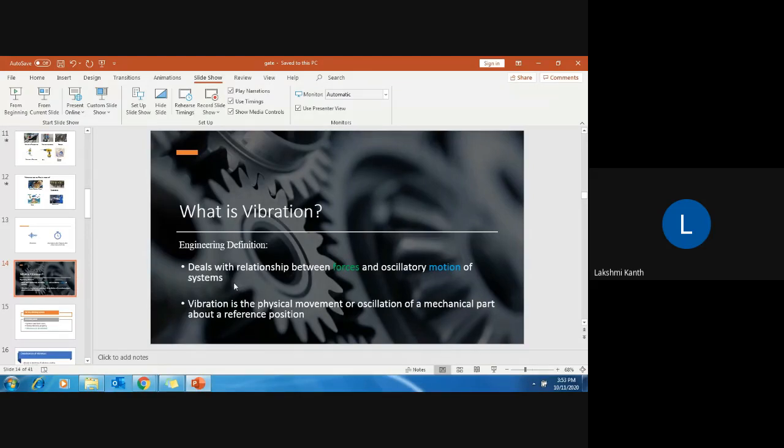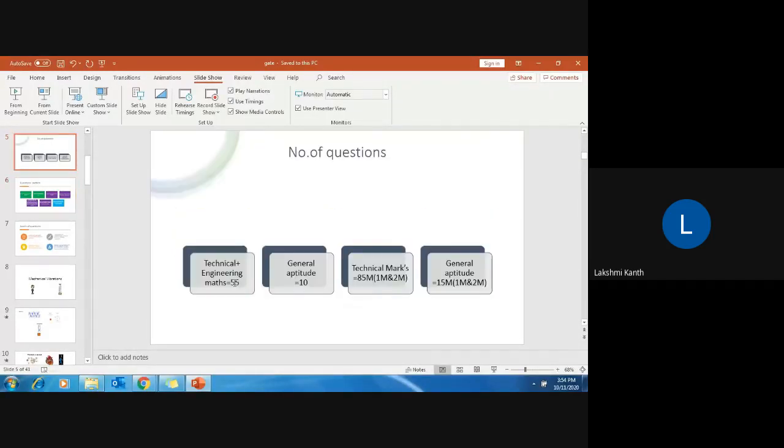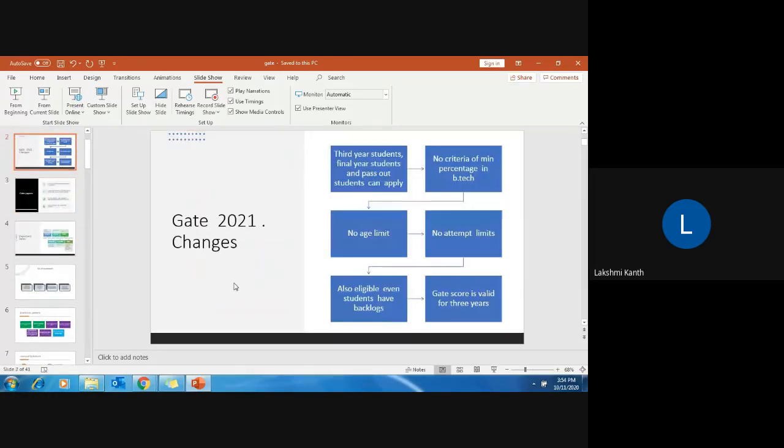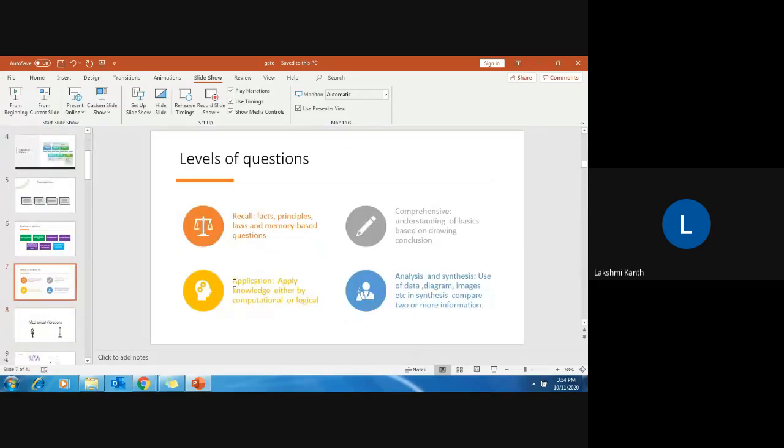So mechanics mainly deals with forces, the resultant of the forces, and what effect is acting on the bodies. Mechanics mainly focuses on this. But from the GATE point of view, the paper setters' mindset is different. As we discussed in our previous slides, GATE mainly focuses on MCQs, MSQs and fill in the blanks. At the same time, they also focus on patterns, in the sense of levels of questions.